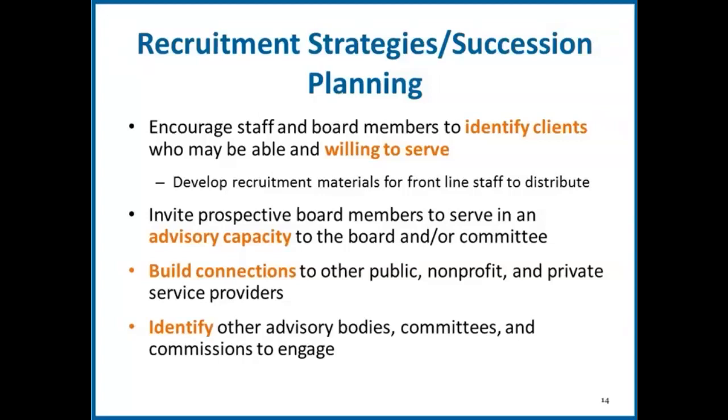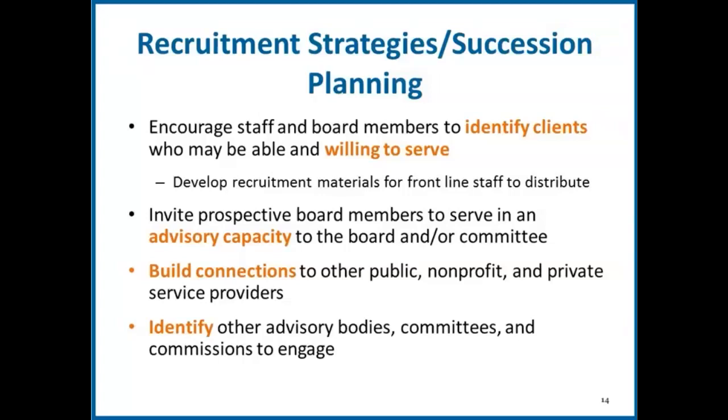And, maybe if there's a star fundraiser at another organization and you really need some help with fundraising, inviting them to sit on your board would be a great way to make sure that you hopefully cultivate those relationships and get some of that expertise on your board.